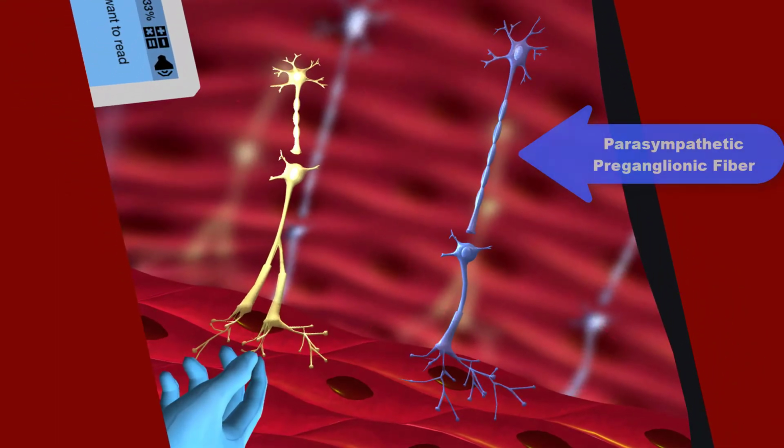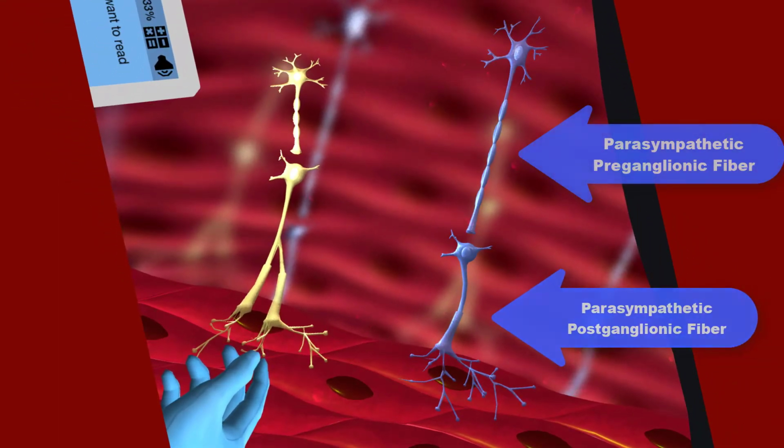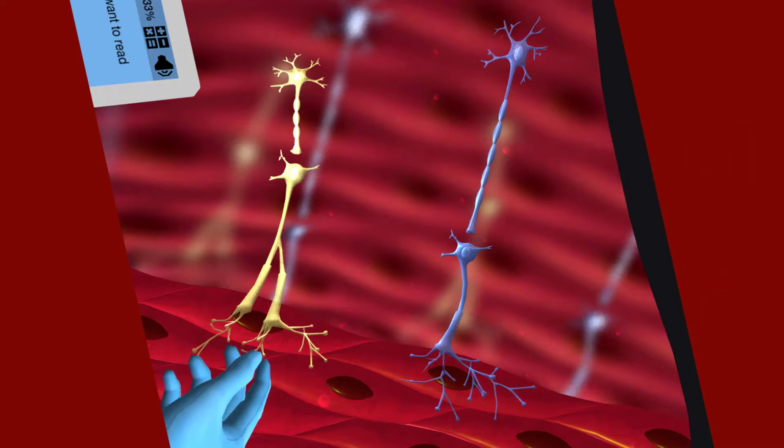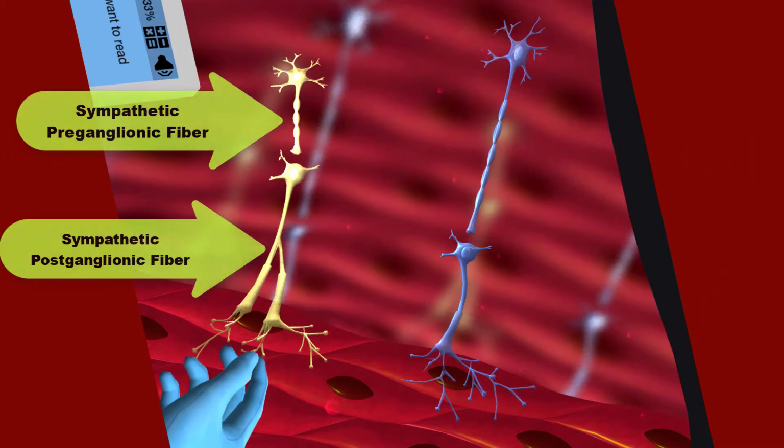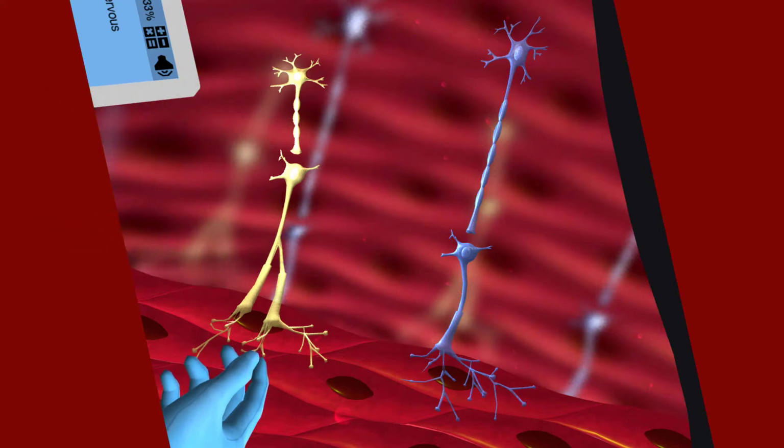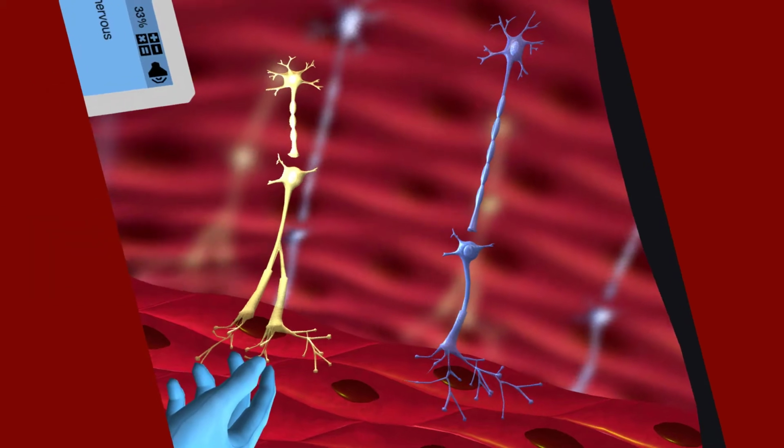Parasympathetic nervous system preganglionic fibers are long, while the postganglionic ones are short. The opposite is true for the sympathetic nervous system. Click on the parasympathetic nervous system fibers.